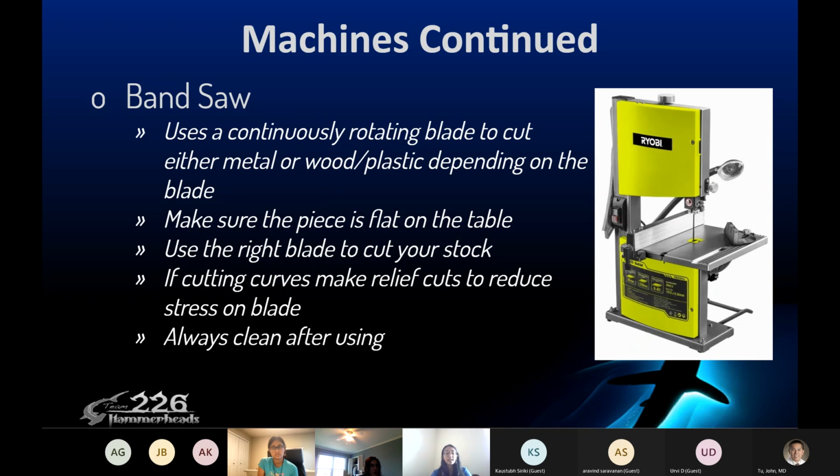We talked about hacksaws and reciprocating saws yesterday, and bandsaws have the same function. But with a bandsaw, the blade continuously rotates to cut the material, usually wood, plastic, or metal. So you're not the one that's holding the saw. When using the bandsaw, it's important to make sure that the piece you're cutting is flat on the table and that you're using the right blade to cut it. So when you cut with a curve, you want to make sure that you make relief cuts, which is basically just removing the saw and placing it again to reduce the stress on the blade, because you're trying to cut a curve with a straight blade, which puts more pressure on the blade.